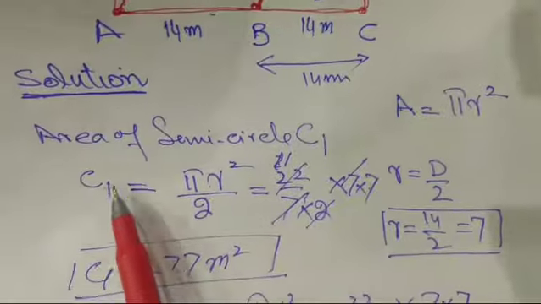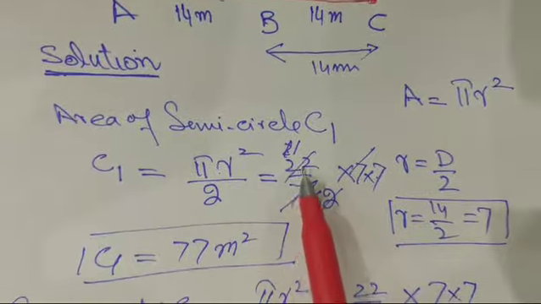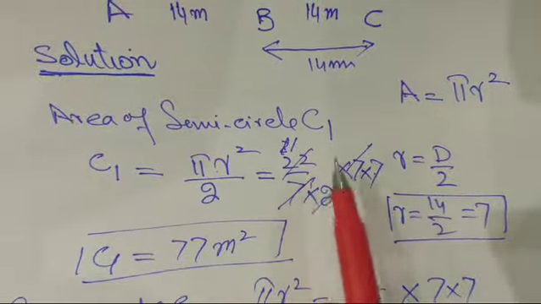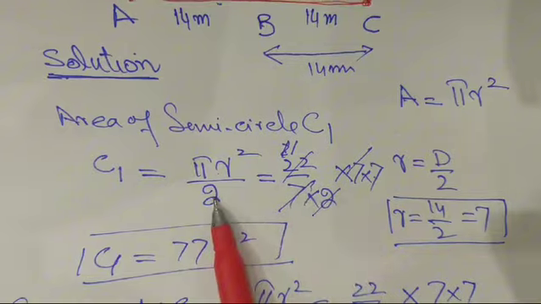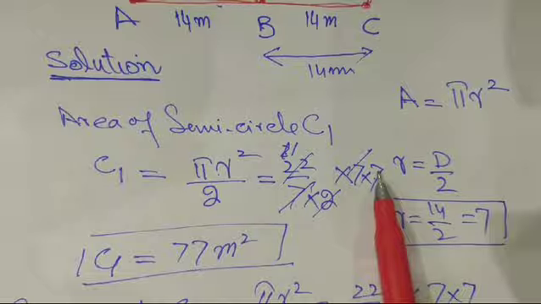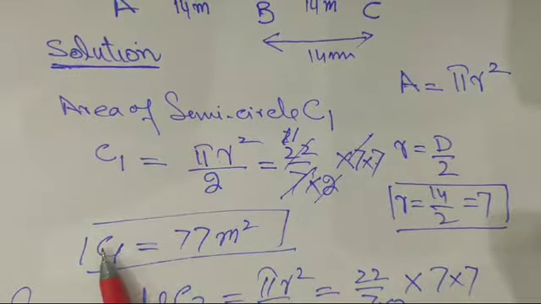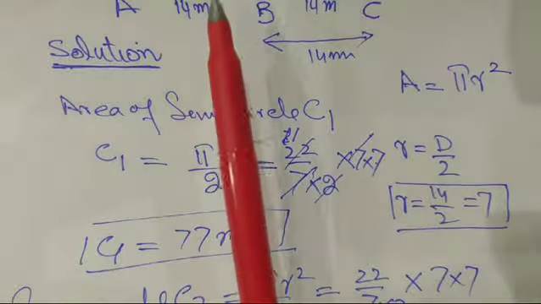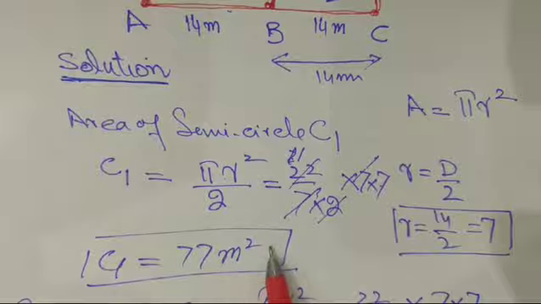So C1 is equal to pi r square by 2. The value of pi is 22 by 7. Multiply by 1 by 2, multiply by 7 into 7, the square of the radius. When we calculate this, the area of semicircle C1 becomes 77 meter square.